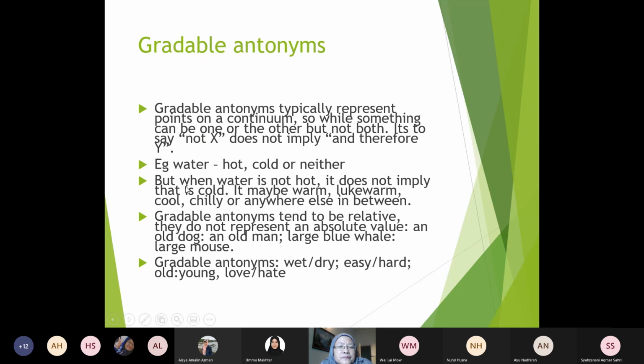So these are called gradable. Gradable antonyms tend to be relative in nature. It has a relative value. They do not represent an absolute value. So in a continuum, they can move. Katakan absolute means 10. 10 is absolute. But gradable antonyms are not like that.